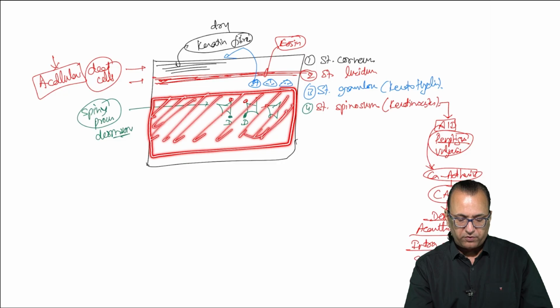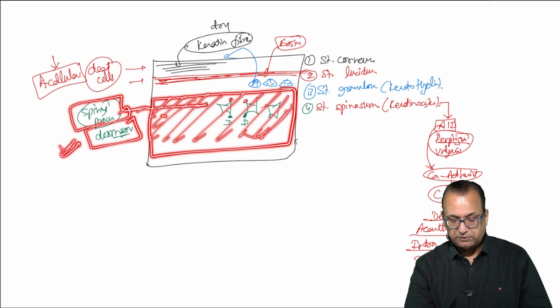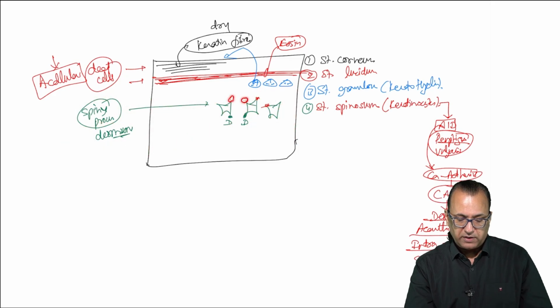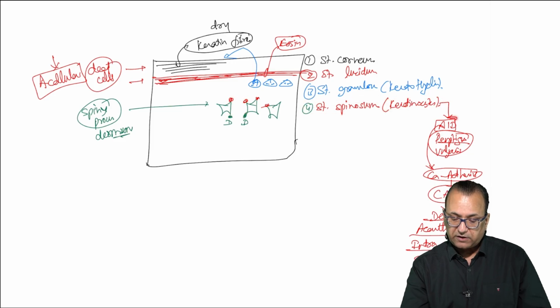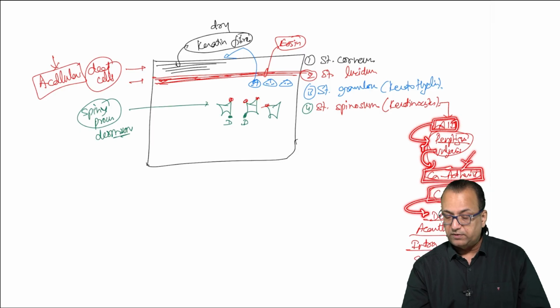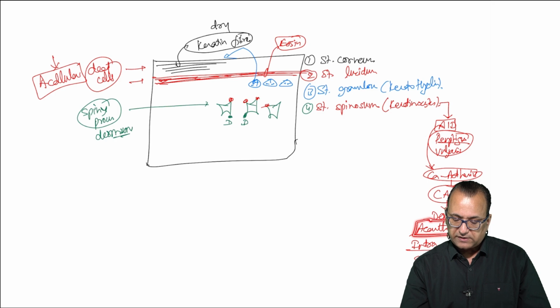In layer number 4, you have these cells which have spiny processes attached by desmosomes. Normally these desmosomes keep holding cells together in stratum spinosum, but it may happen that there is an autoimmune disorder, pemphigus vulgaris, with autoantibodies against cadherins, which is the cell adhesion molecule for desmosomes, and they are destroyed. So acantholysis, the cells are separating, there is an intraepidermal lesion, and skin blisters will come.